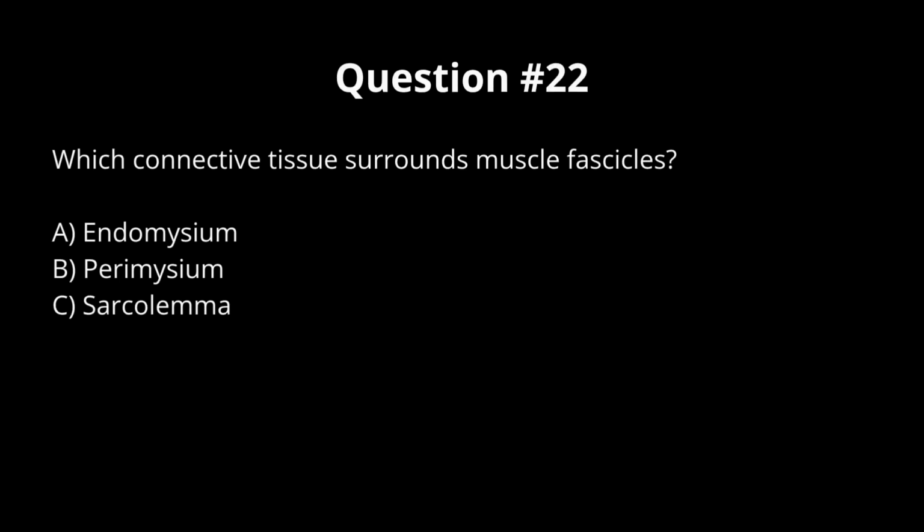Question number 22. Which connective tissue surrounds muscle fascicles? A. Endomysium. B. Perimysium. C. Sarcolemma. The correct answer is B. Perimysium encases groups of muscle fibers, forming fascicles. Endomysium covers each individual fiber, and epimysium covers the entire muscle.